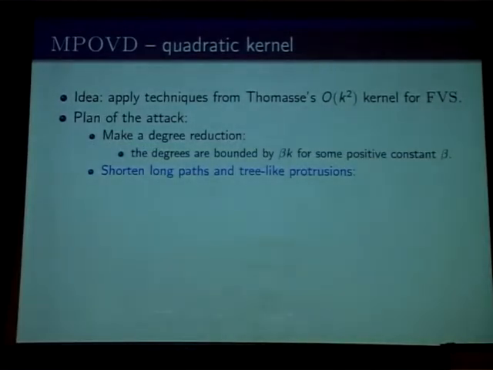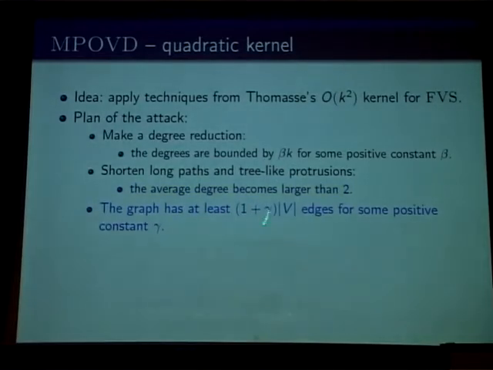Then we will shorten long paths and tree-like protrusions in order to densify the graph. So the average degree of the graph becomes larger than 2. And in this case, the number of edges of the graph will be strictly bigger by a multiplicative constant than the number of vertices.